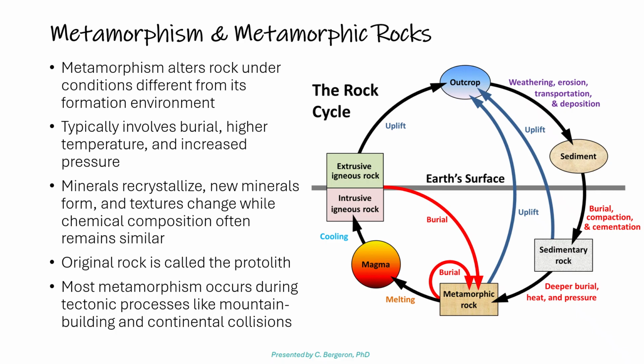But typically when we're talking about metamorphic rocks, I always called it a parent rock. But protolith is also used. But most metamorphism is the result of tectonic forces during mountain building events. Plate collisions, especially continent-to-continent collisions, introduce really high amounts of stress and heat. And that's because one plate can't really subduct under another. You can't push continental crust into the mantle.